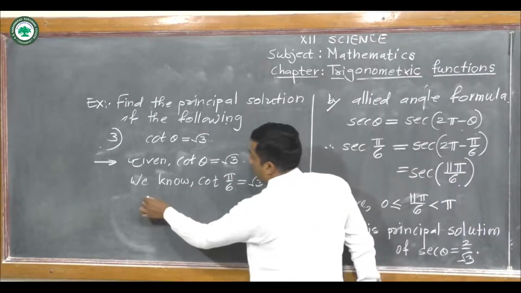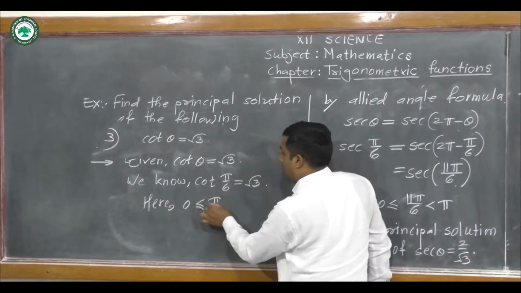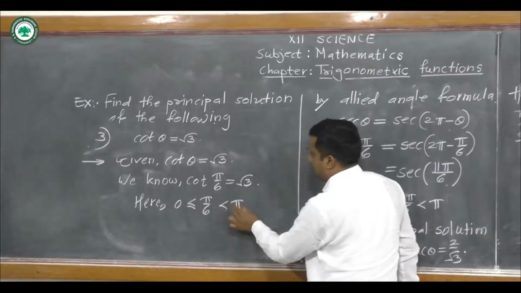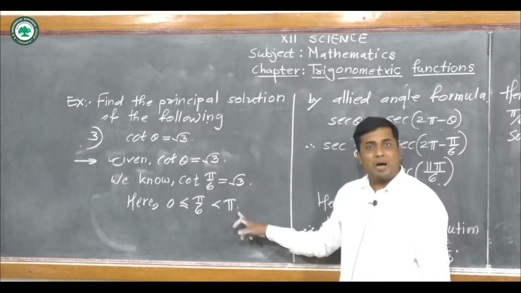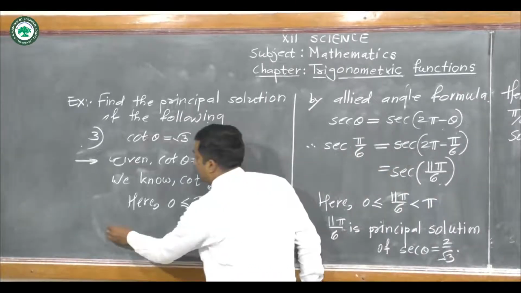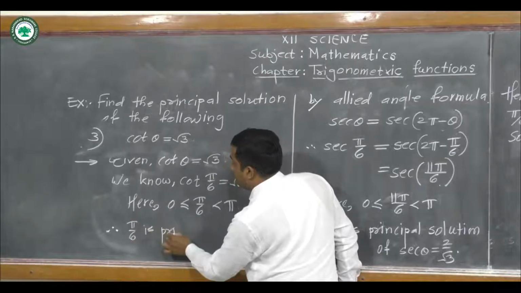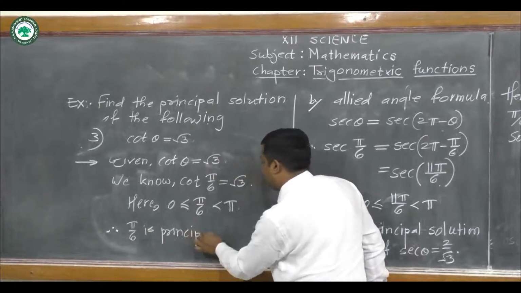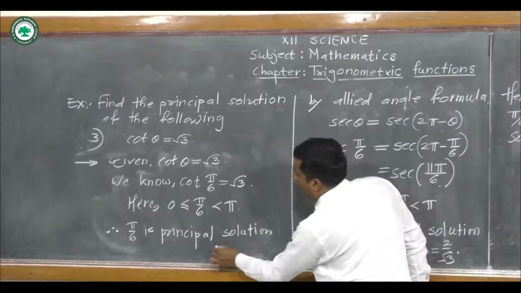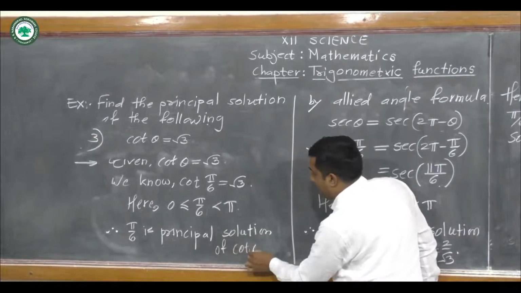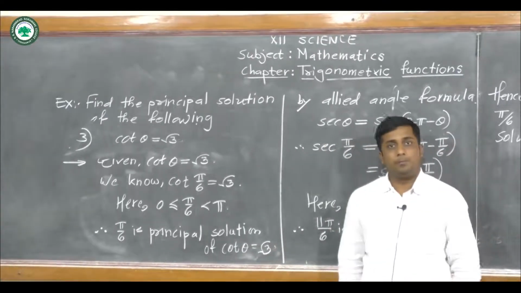Here we know 0 is less than or equal to pi by 6 is less than pi. That is, this pi by 6 lies in between 0 and pi. Okay, so I write therefore here pi by 6 is a principal solution of here cot theta is equal to root 3. This is one of the solutions.